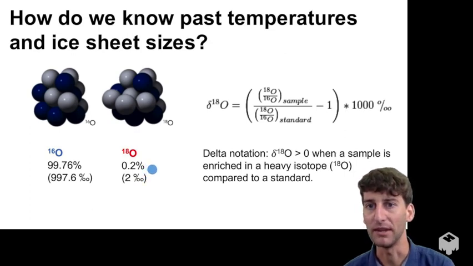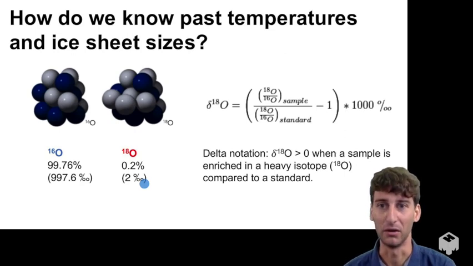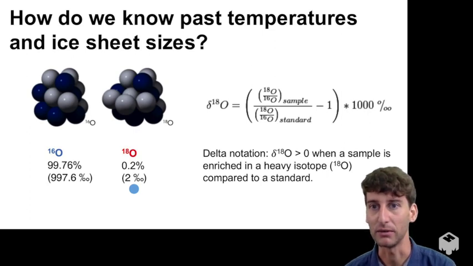Another way to represent this is 2 per mil. So you know how percent is 1 over 100. Do the same thing with per mil, which is 1 over 1,000. So 0.2% equals 2 per mil. A lot of the times when we're talking about changes in isotope differences, they're really, really tiny. So we tend to prefer this per mil notation because it lets us deal with real numbers and not decimal places and fractions.